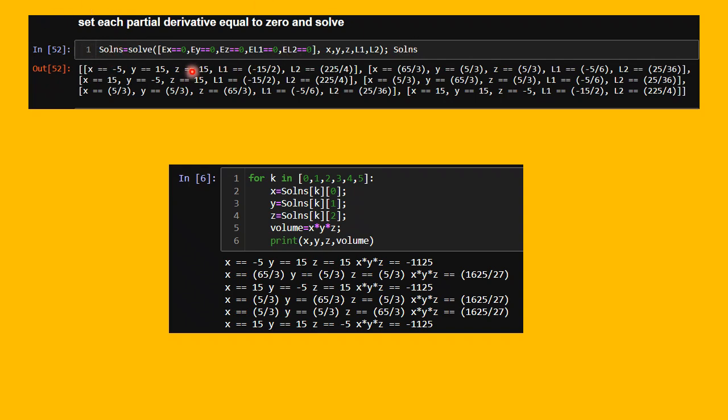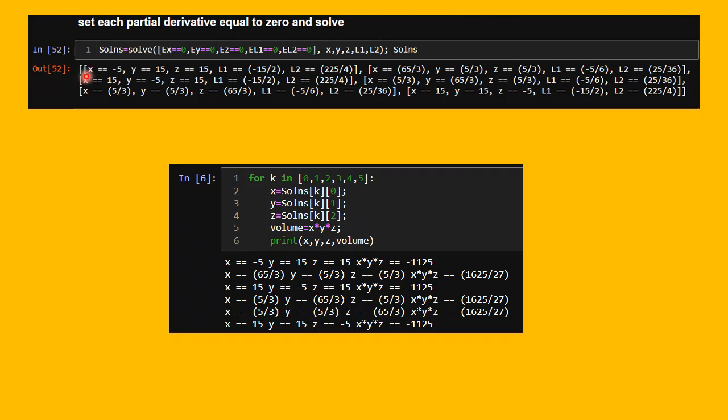So when we execute this, before that, let's look at this. EX, remember, was the partial of capital F with respect to x. So the partial of f with respect to x equals 0, the partial of f with respect to y equals 0, all the way through the partial of f with respect to L2 equals 0. L2 is what we called lambda sub 2 when we were writing out the mathematics. And we're, as I mentioned, trying to find the values of x, y, z, L1, L2. And so here's the value of this variable, solutions.